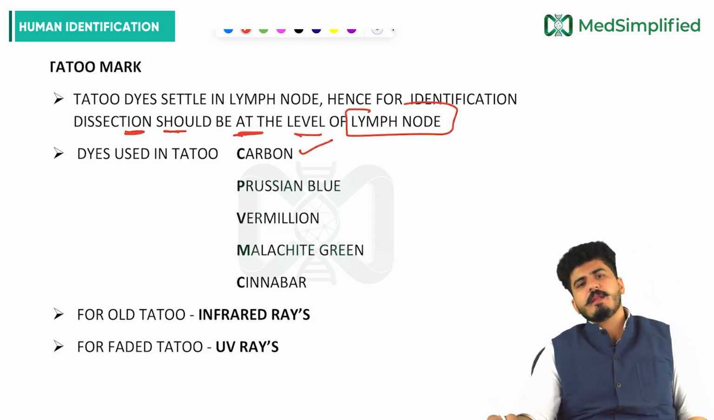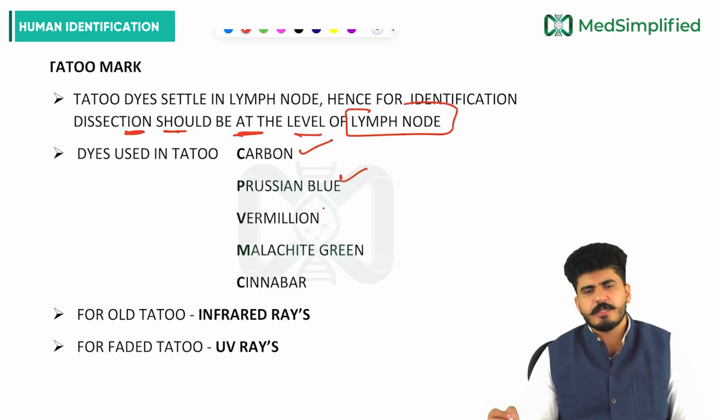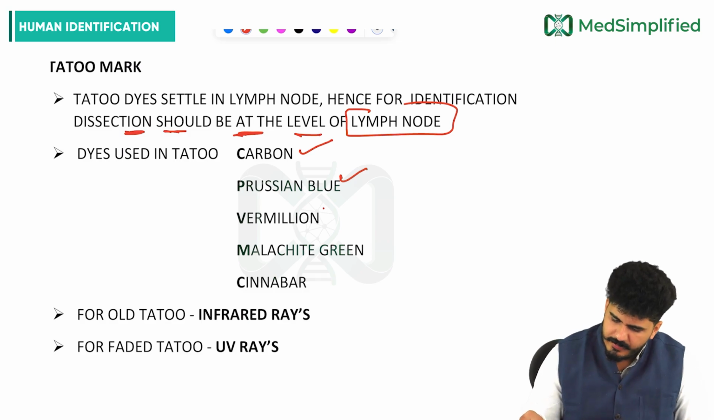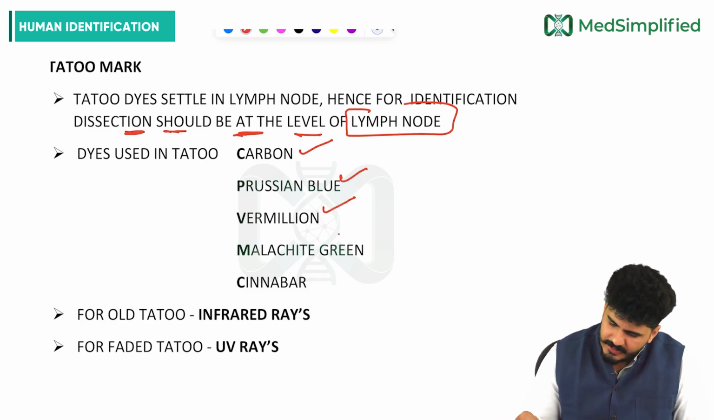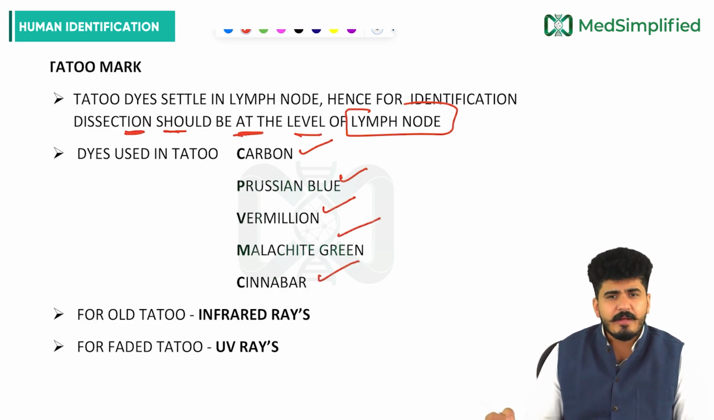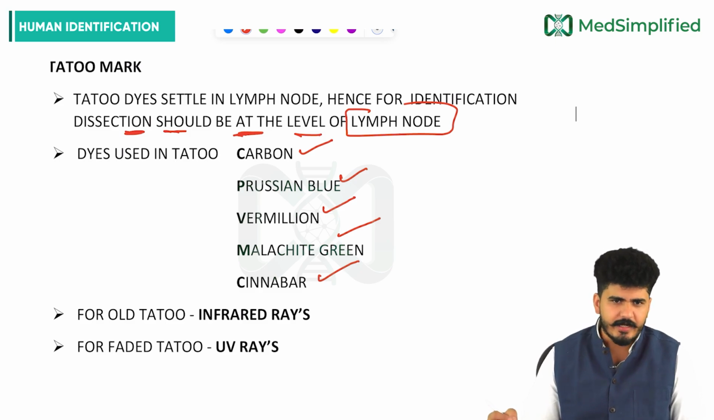Carbon. C for carbon. P for Persian blue dye we can use. Carbon, Persian blue. Then vermilion, sindoor, malachite green, cinnabar. Carbon, Persian blue, vermilion, malachite green and cinnabar. These are the dyes used in the tattoo.